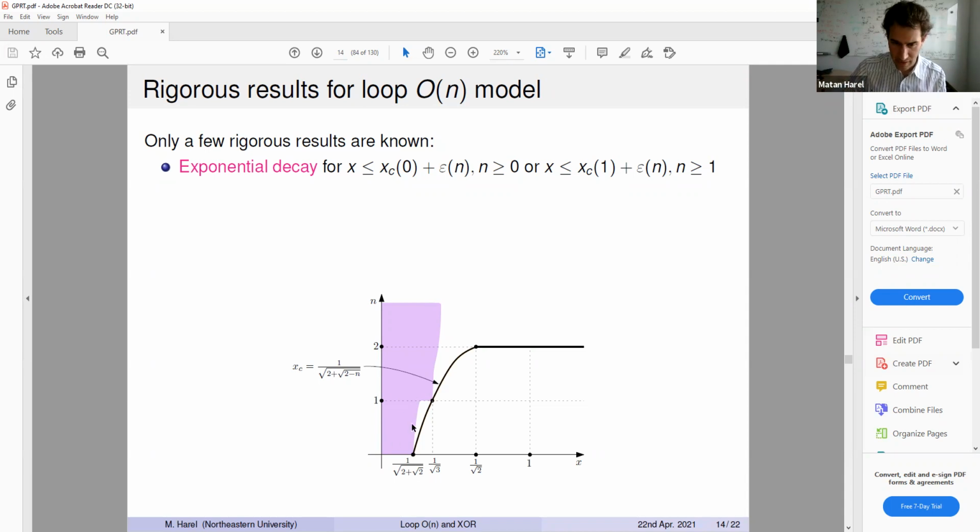The rest of these kind of extensions are actually much newer. I think 2018, the work of Levente. So this is nice because it actually tells you exponential decay happens in certain areas.